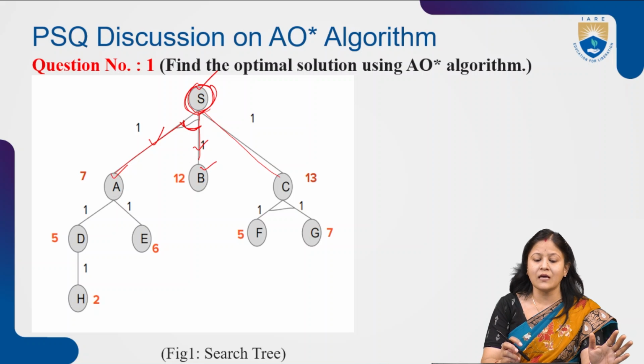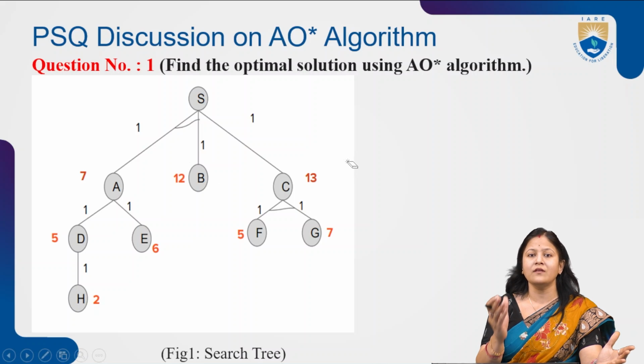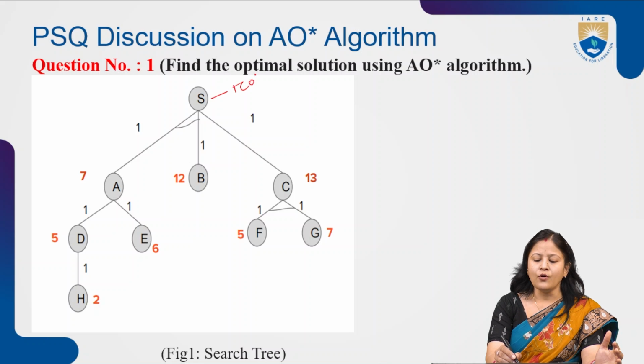I am just giving this real life example, but here in this tree some numbers are given. I will explain how this AO* algorithm can be applied to find the optimal solution. This tree has S as the root node. Root means this is the goal node. The main goal of this AO* algorithm is how to achieve S, that is the root node. So there are two ways.